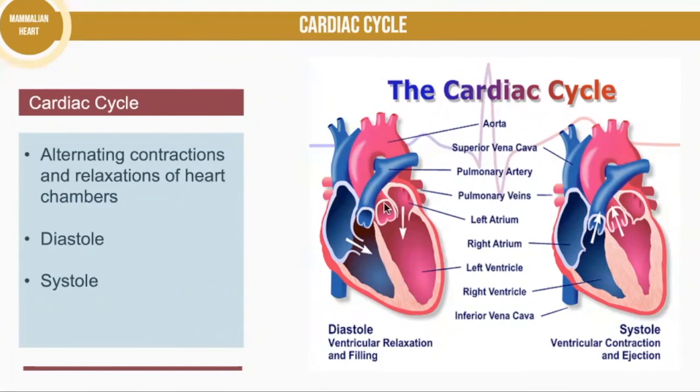Similarly, the semilunar valves are open when ventricular pressure is higher. So when do we have that higher ventricular pressure? During, of course, ventricular contraction. So when your ventricular pressure is higher than the atrial pressure, the AV valves are closed, but the semilunar valves are open. If that's the case, you would expect that the blood will flow out of the ventricles and into the aorta and pulmonary arteries.